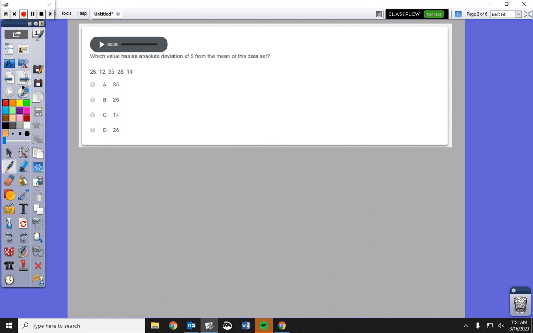Let's take a look. Which value has an absolute deviation of 5 from the mean of this data set? We're looking for which one of these values is 5 away from the mean, which means first, no pun intended there, I have to find the mean of this data set. I'm going to try to chunk some of these together. I can add them in my head. 26 plus 14. The 6 and 4 give me 10. We already have 30, so that's going to give me 40.